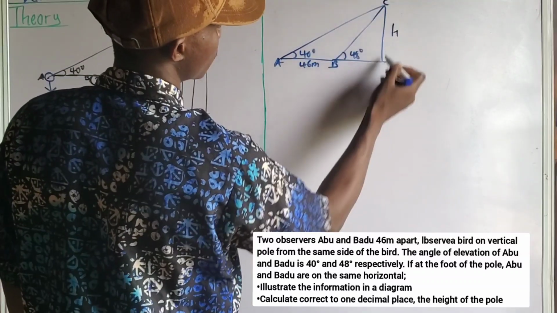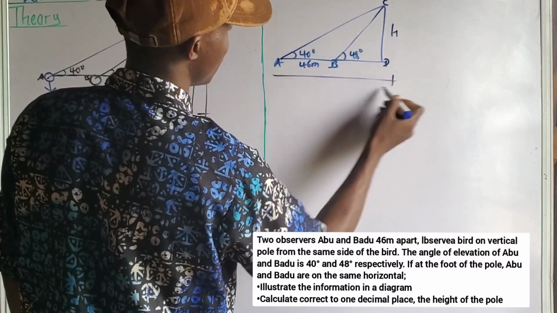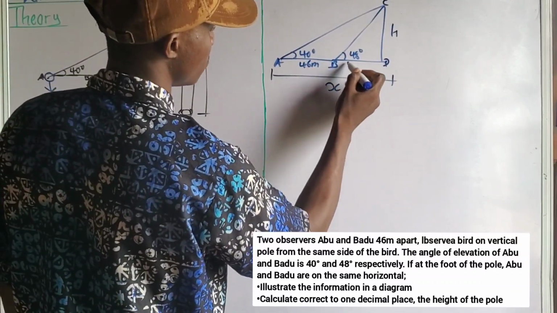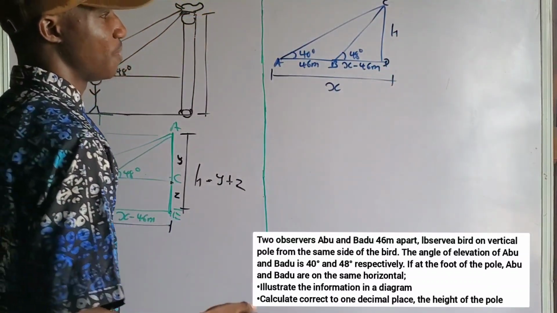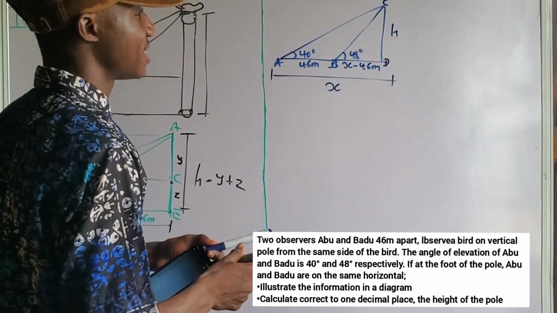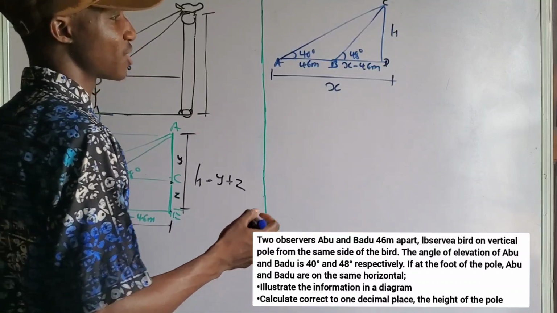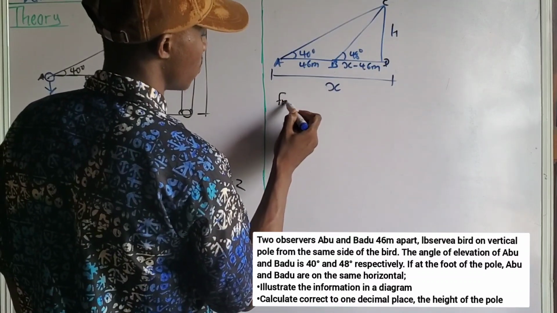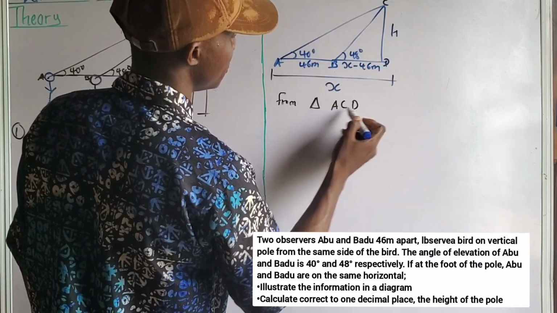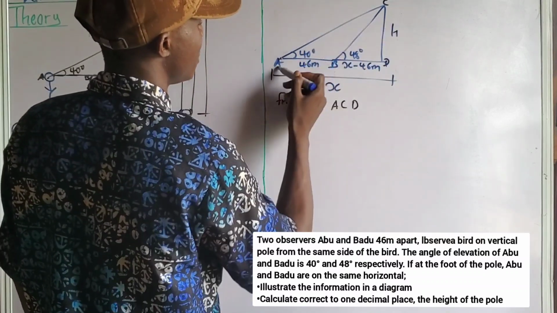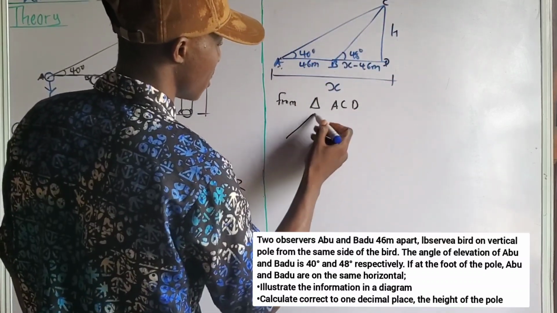So let's call this C, let's call this D. Let's call the total length here X. So this will be what? X minus 46 meters. Do you understand? So now to get the height, let's look at the bigger triangle, triangle ACD. This is the triangle.